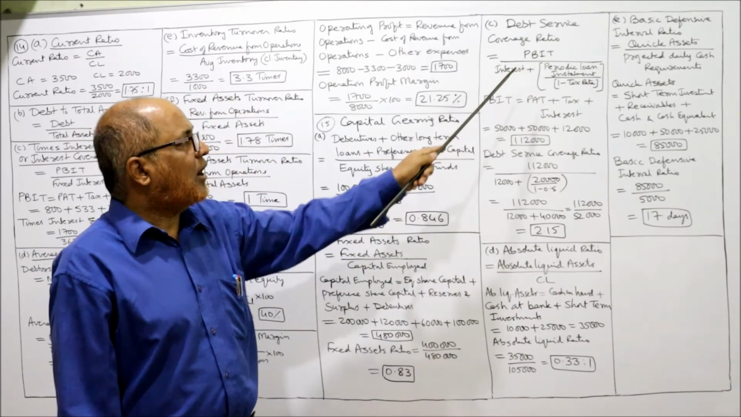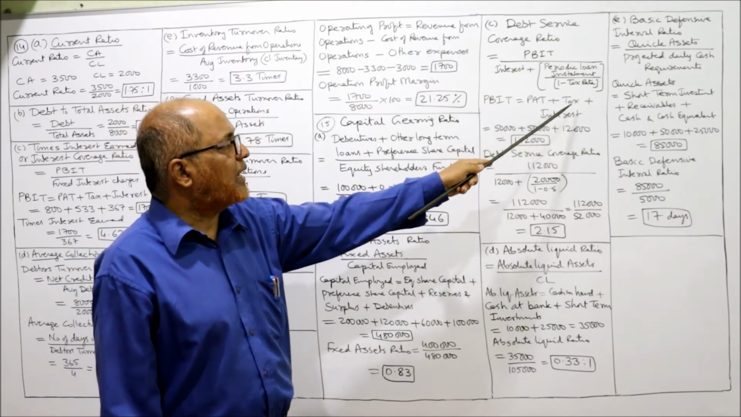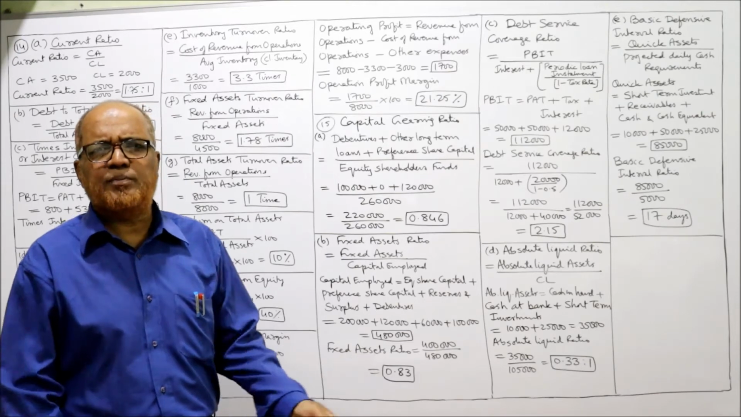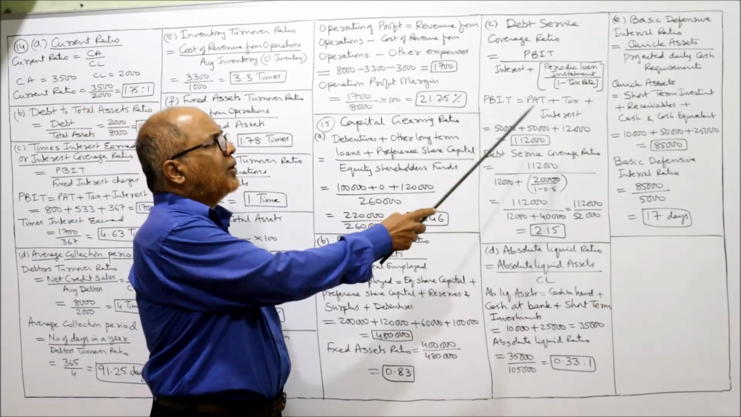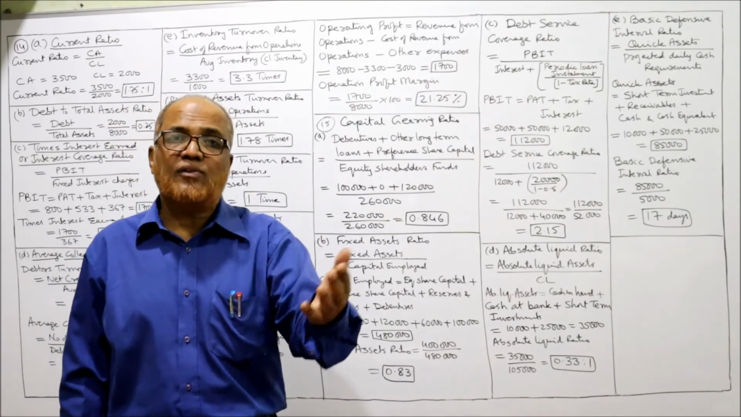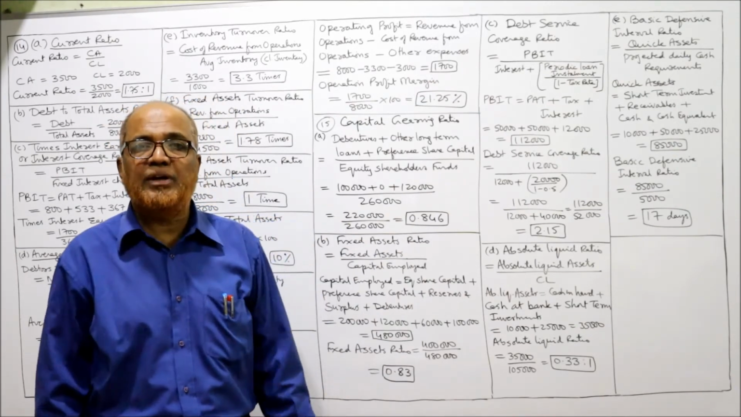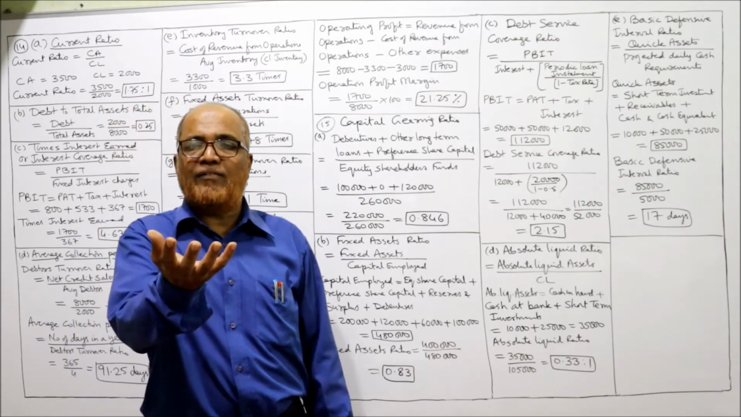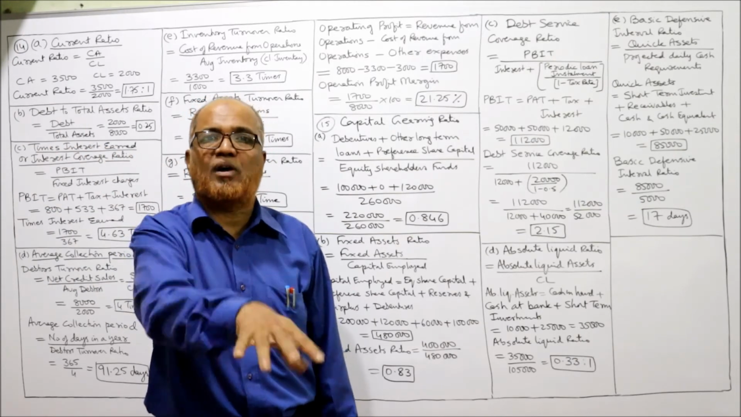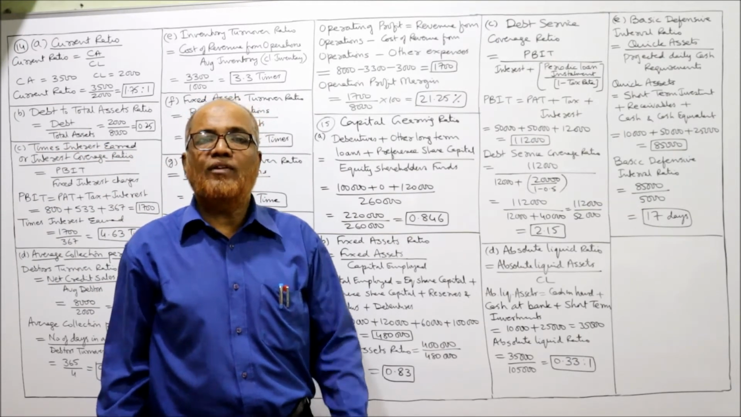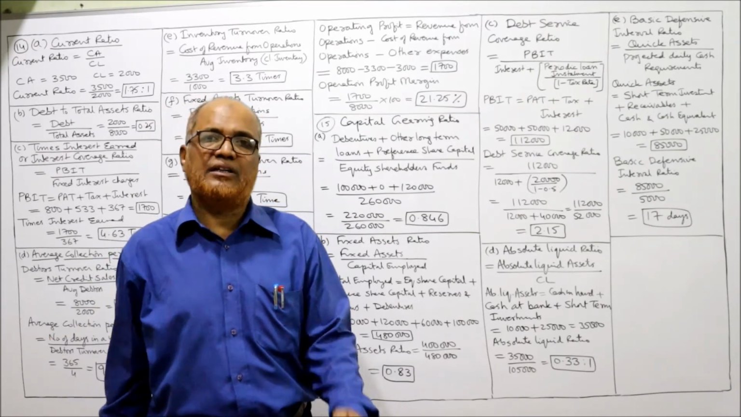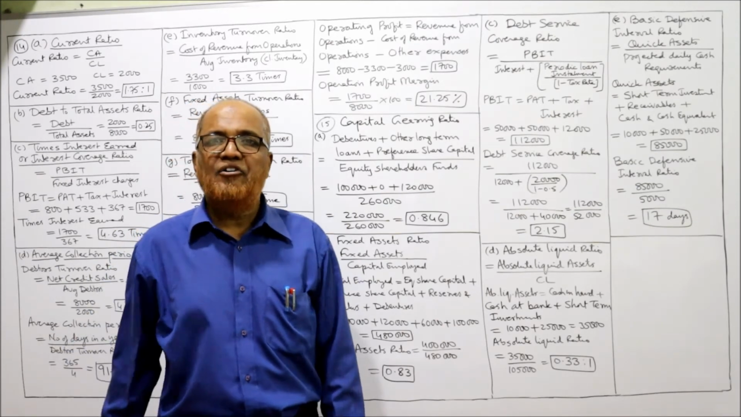So PBIT, how to find out PBIT? PAT plus tax plus interest. Already we know it. Previous problem we have applied this PBIT formula. So PAT is 50,000. And tax is also 50,000 because tax rate is 50%. Whatever profit you have earned, 50% you have paid the tax and remaining 50% is profit after tax. So when profit after tax is 50,000, that means tax is also paid 50,000.